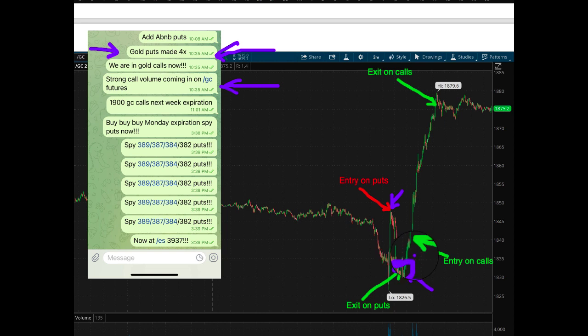And I waited for a couple of confirmations. When I saw the strong volume between 1833, 1836 area, we started buying gold calls right here. So understanding that, hey, this is the normal correlation: dollar goes higher, gold drops. Trade in the opposite of the initial reaction. So this was the first part of the trade.